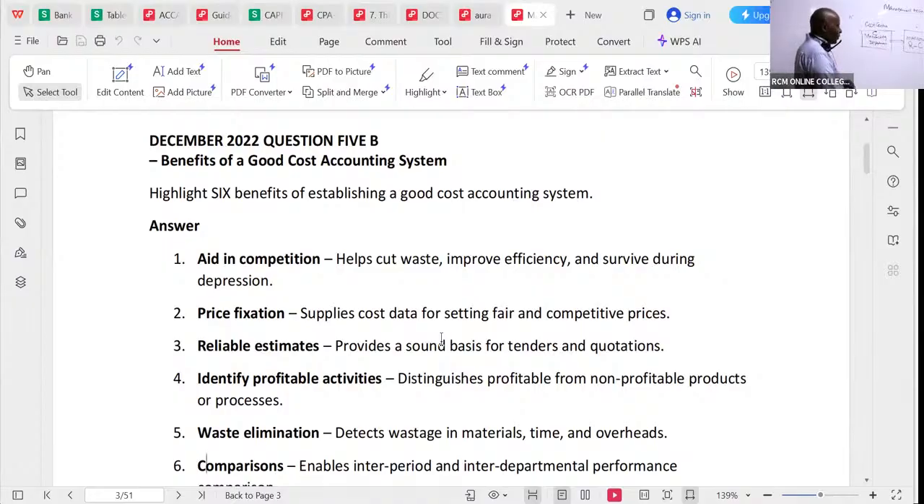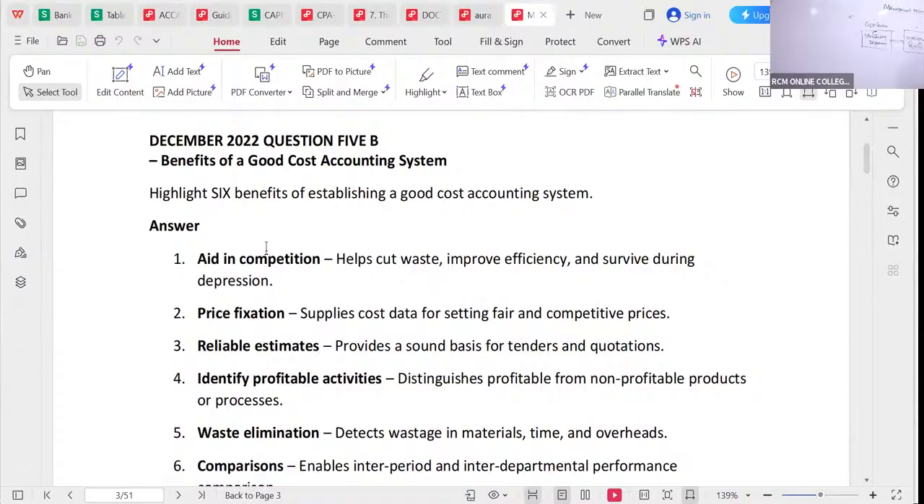So advantages of systems, ladies and gentlemen, for example, if it's a cost accounting system, use it to determine your costs, to fix your selling price, and I'll be able to do that automatically. I'll be able to use my systems, if I have those dashboards on my screen, to measure performance of my employees, performance of my departments. That is the same language as asking you the functions of a management accountant. So if you look at this, ladies and gentlemen, highlight 6 benefits of establishing a good cost accounting system.